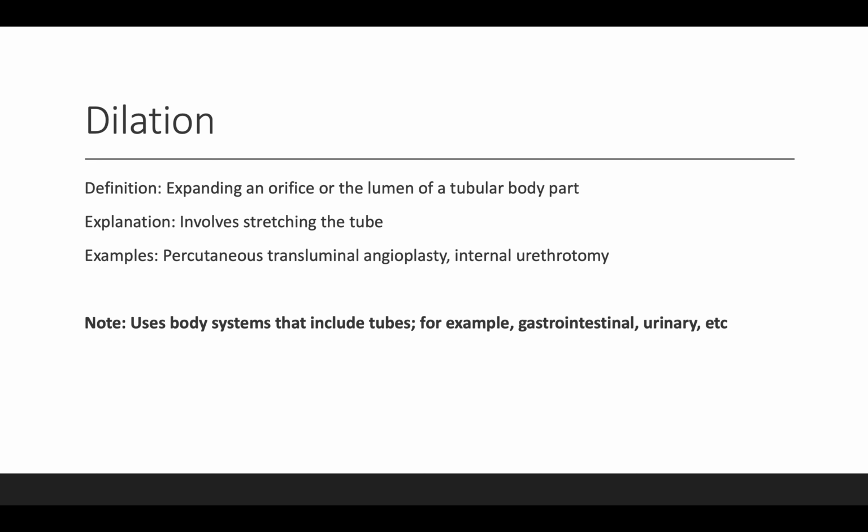Dilation root operation. Definition: expanding an orifice or the lumen of a tubular body part. It involves stretching the tube. For example, percutaneous transluminal angioplasty or internal urethrotomy. It uses body systems that include tubes, for example, the gastrointestinal, the urinary, as well as the vascular systems.